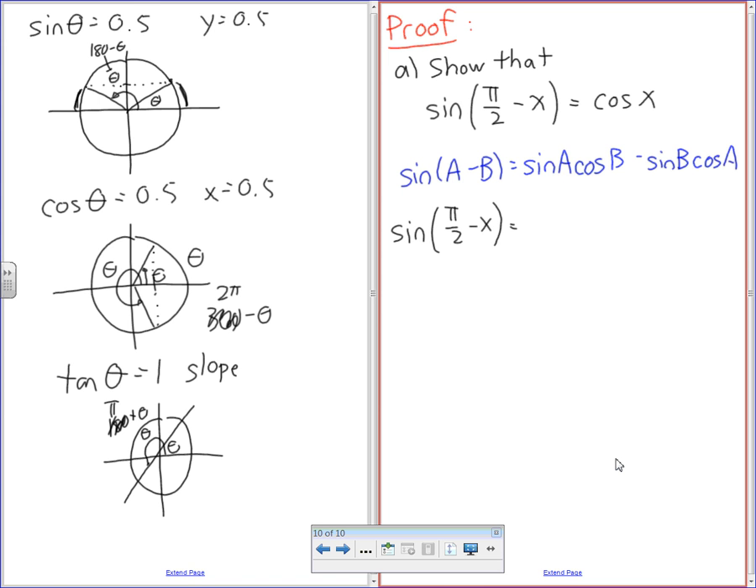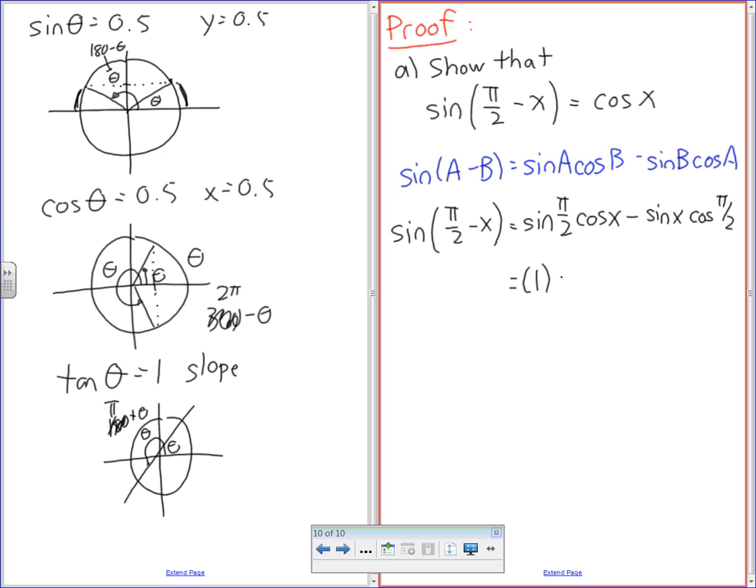Can I get someone to be brave other than Amy, and sub the numbers in here for the equation for me. Nate, go. Sine pi over 2 cos x minus sine x cos pi over 2. Okay, now this is where the unit circle is essential for you to know. When you're thinking of sine pi over 2 or sine 90, what does that equal? 1. Okay.